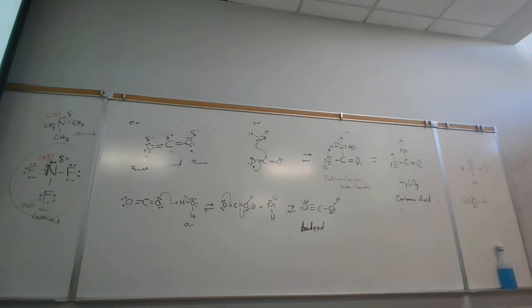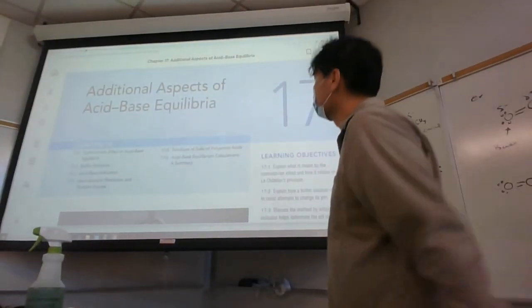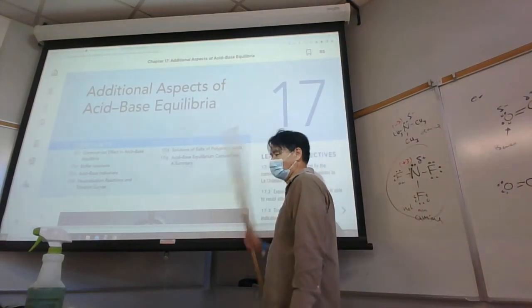All right, that's chapter 16. Basically, we're going to move on to chapter 17, but how much time do we have? 10 minutes. Okay, let's take a look at chapter 17. Chapter 17 is just a continuation of acid and bases. And so this is acid-base part 2. Additional aspects of acid-base equilibrium.